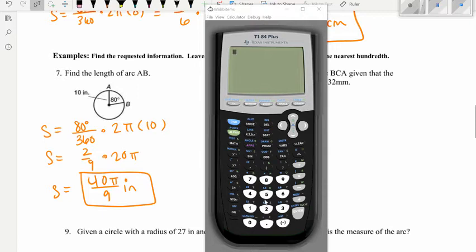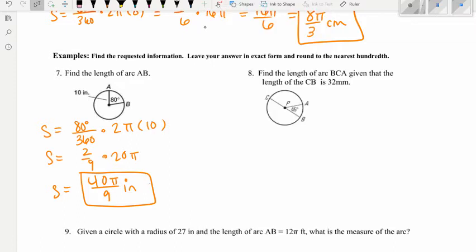And if we want to find the answer rounded to the nearest hundredth, so we could type that in, 40 pi divided by 9 gives us 13.96. So that's about 13.96 inches. Looking at the next one, we're going to find the length of arc BCA. So B to C to A would be all the way here.